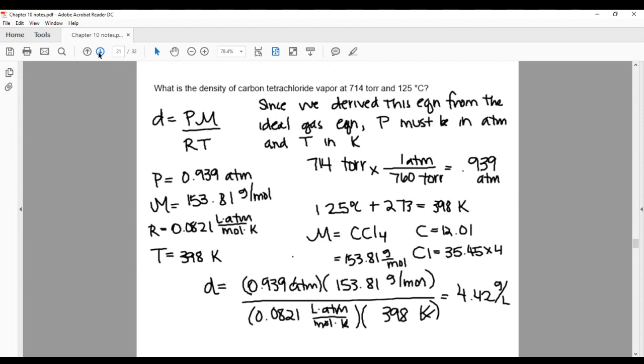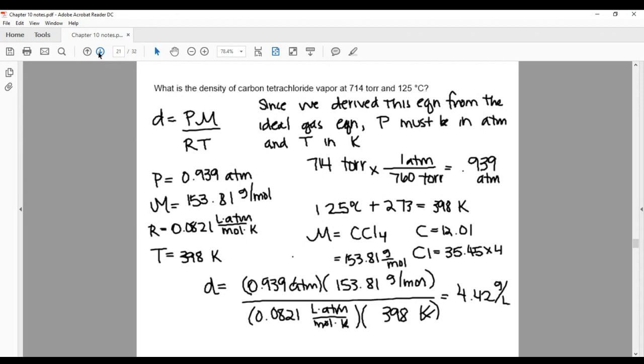Then I have to figure out the molar mass of carbon tetrachloride. I know from my naming rules that carbon tetrachloride would be CCl4. The molar mass of carbon is 12.01. The molar mass of chlorine is 35.45, and I have 4 of those. So my molar mass is 153.81 grams per mole. And of course, R is always R: 0.0821 liter times atmosphere divided by mole times Kelvin.